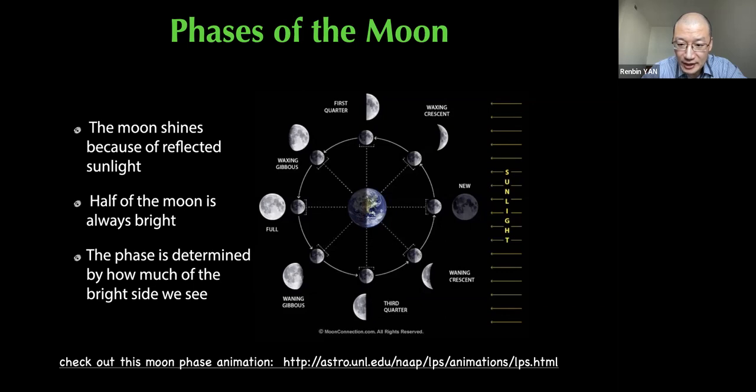And here is a crescent moon again. So when it is less than half, we call it crescent. When it is more than half, we call it gibbous.